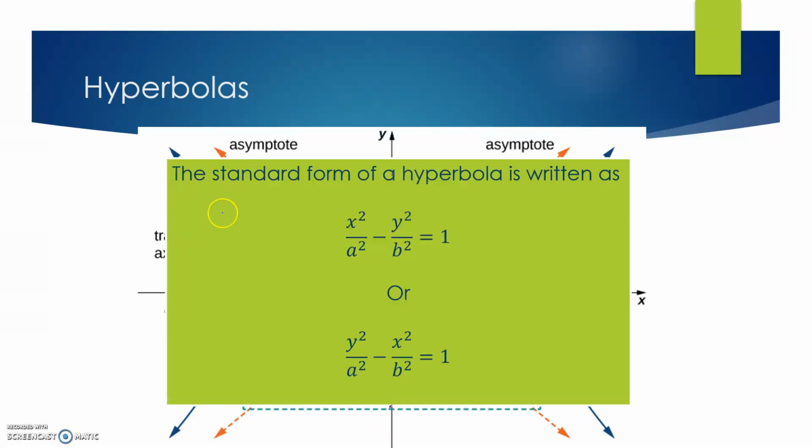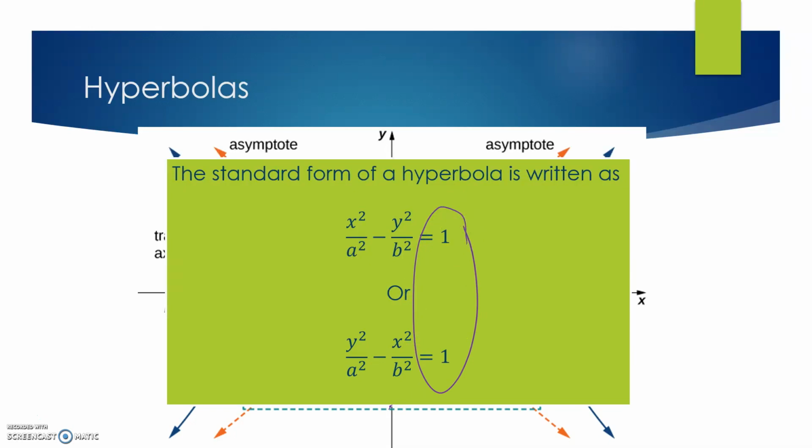This is what we need to know: the standard form of a hyperbola is written as either x squared over a squared minus y squared over b squared equals 1, or y squared over a squared minus x squared over b squared equals 1. So there's a couple of similarities between ellipses and hyperbolas and a couple of differences. The big similarity is that in standard form, they both have to equal 1.